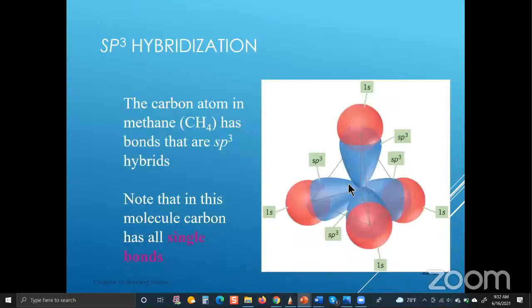So when the sp3 hybrid orbitals overlap here, here, here, and here, you're going to end up with the structure of methane resulting. So you have a bond here, a bond here, a bond here, a bond here, and this is a tetrahedral arrangement. And that's basically how the hybridization theory is used to explain the structure of methane. And this is true not only for methane, but for other molecules as well that have this sort of arrangement. Okay, any questions concerning sp3 hybridization?